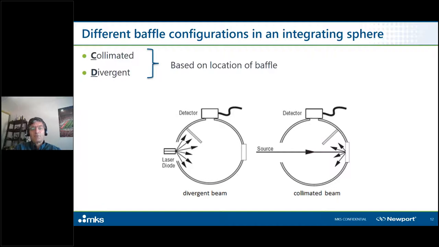Oftentimes, integrating sphere vendors will specify whether the sphere is for collimated or divergent beam, and usually the difference is simply the location of the baffle.